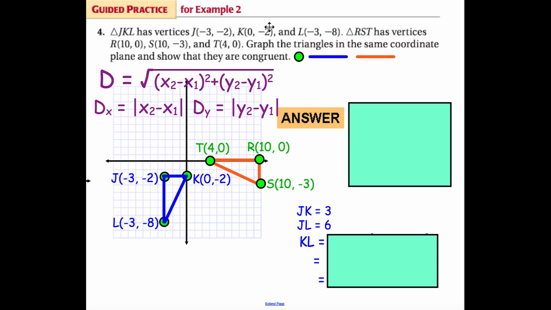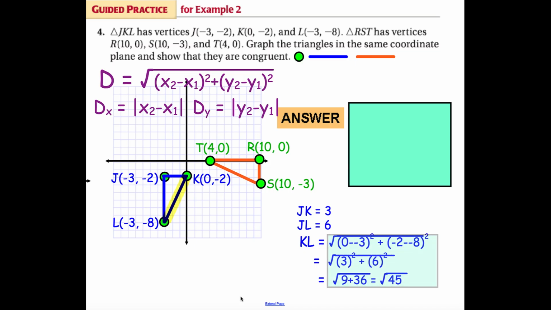Now, KL, so that's this one right here, you're going to have to plug into the distance formula. And so here's what that would look like. If you need to pause the video to really look at it, that's fine, but I just put the x's in and subtracted them, and the y's in and subtracted them. And so I got a 3 and a 6, and then I squared those. And 45 is not a perfect square.